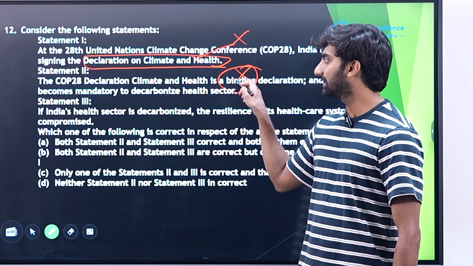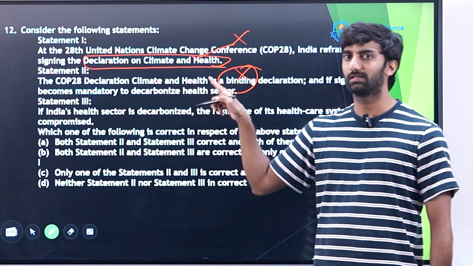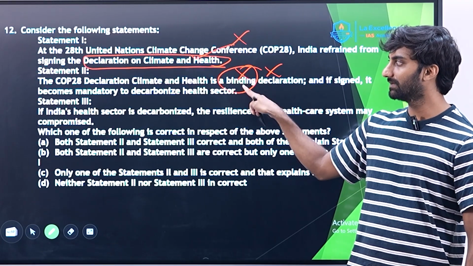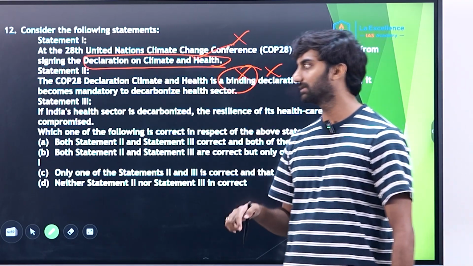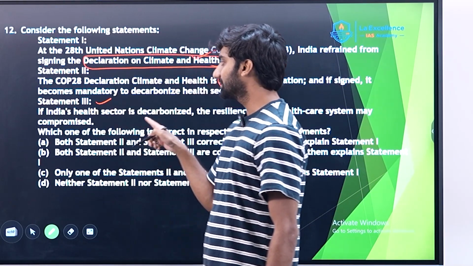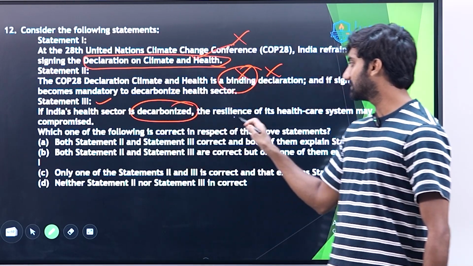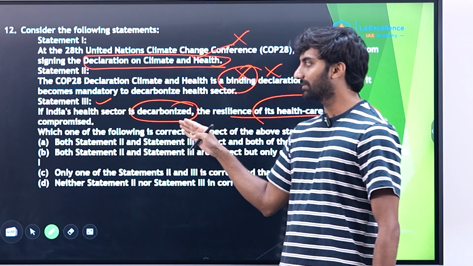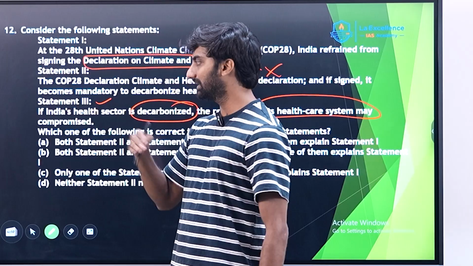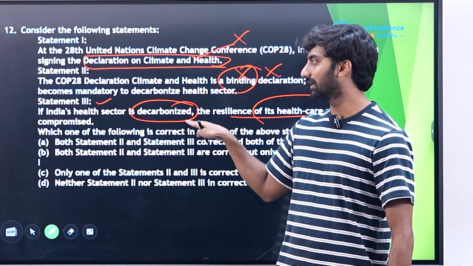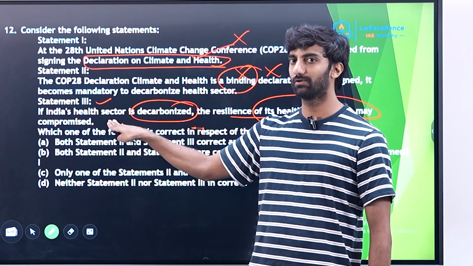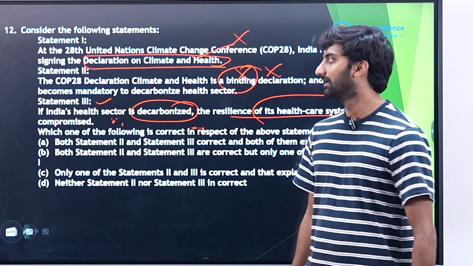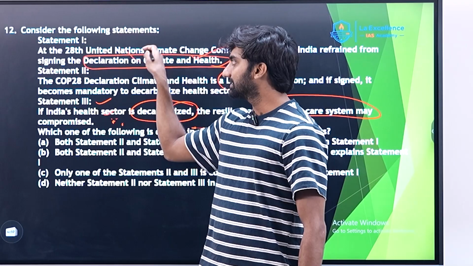Generally, whatever declarations we bring under different global organizations won't be binding. So this is also a non-binding declaration. Despite being non-binding, India didn't sign it. The reason is this: if India's health sector is decarbonized, the resilience of the health care system may get compromised. It will take some time for our health sector to decarbonize, so we need technical and financial support from the developed world to do this. At present, we cannot do that, and this is the reason why India didn't sign this declaration.